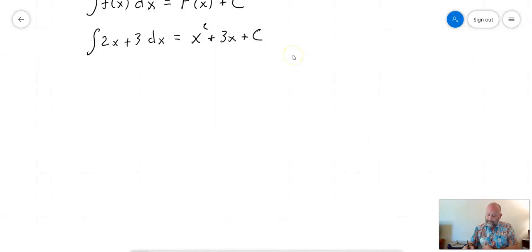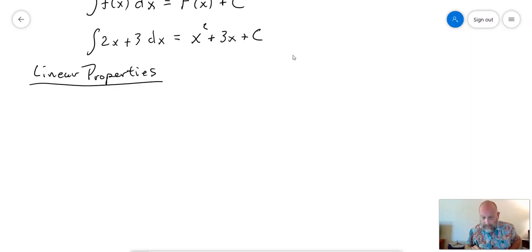Okay, now some things that are kind of nice about this operation, this indefinite integral, which is really the reverse direction of a derivative. These are actually what are they called? The linear transformation properties, or linear properties.